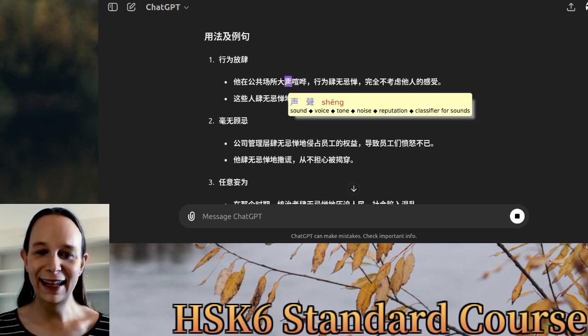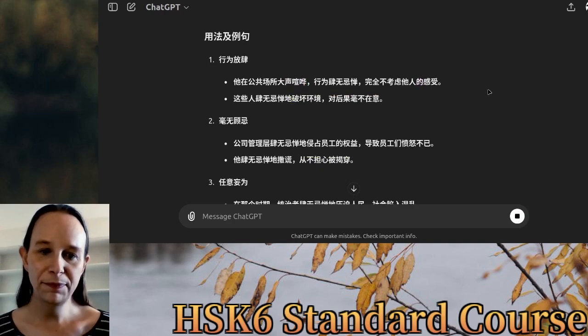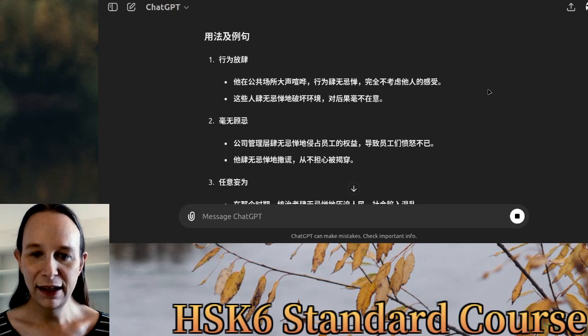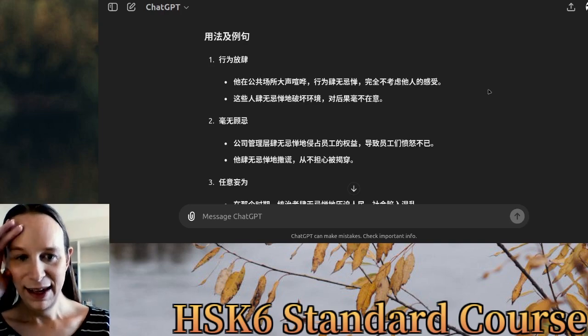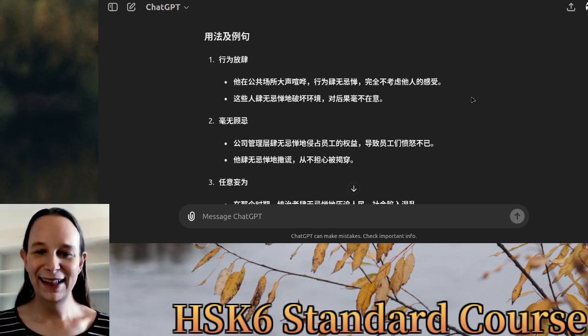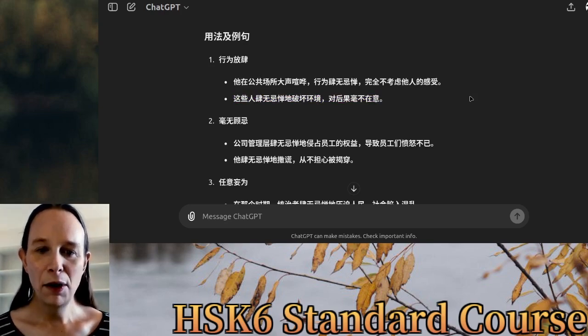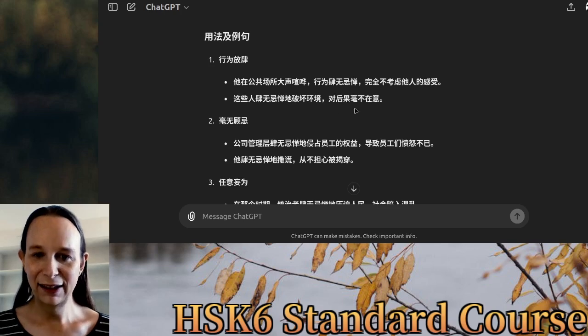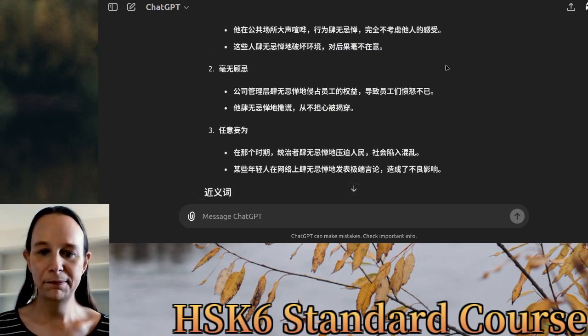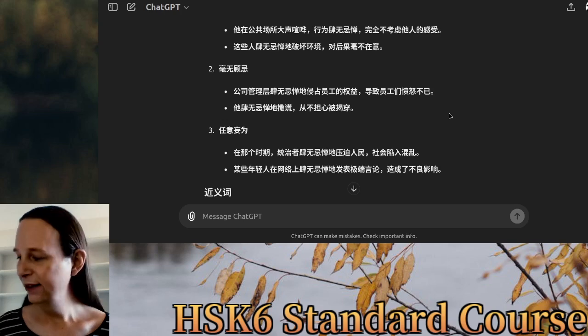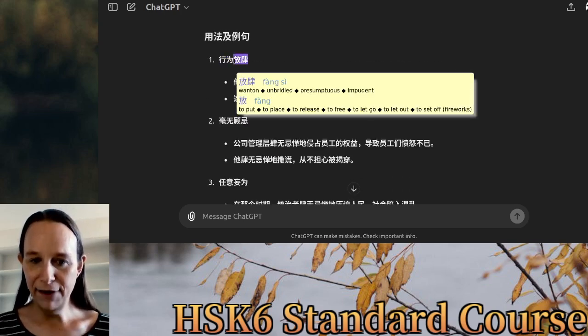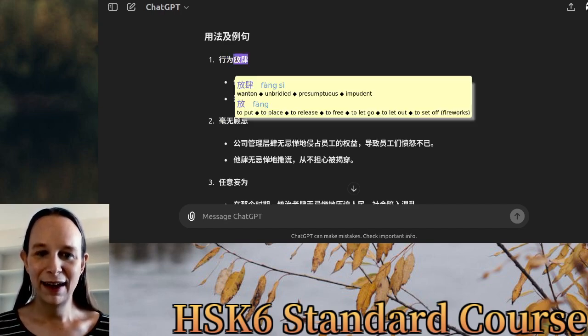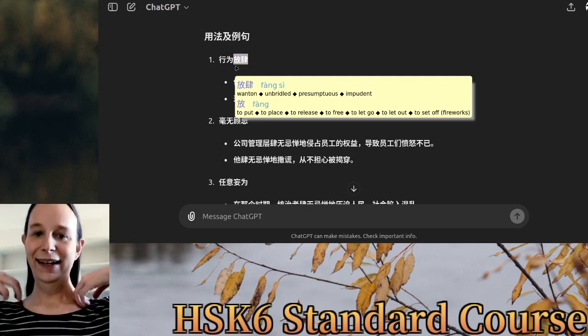他在公共场所大声喊话, 喧哗, 行为肆无忌惮, 完全不考虑他人的感受. Is this yelling or something? Alright, yeah, sometimes you get hooligans, maybe that sort of thing. 这些人肆无忌惮地破坏环境, 对后果毫不在意. So they're recklessly destroying the environment and completely don't care. 毫无顾忌. So what was the first one? 行为放肆. Also, yeah, wanton, unbridled. So this is like uncontrolled, unrestrained kind of thing.